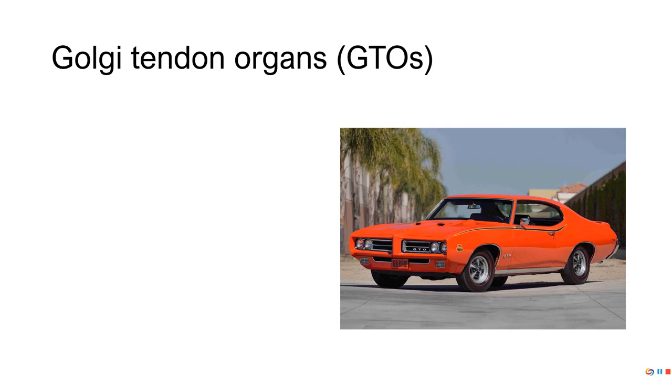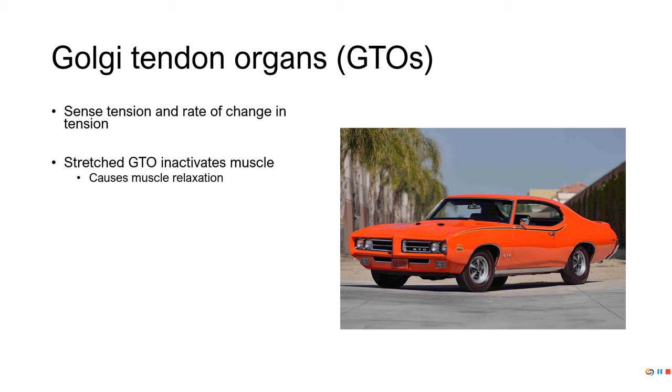Next, we have Golgi tendon organs, and these are unsurprisingly found in muscle tendons. They sense muscle tension and the rate of change in that tension. Now, when a Golgi tendon organ or a GTO is stretched out, it inactivates the muscle to prevent injury. This is why you immediately drop something that is extremely heavy. So just say someone gives you a box, and that box is just really, really heavy. It's full of lead plates or whatever. More often than not, you're just going to immediately drop that, and this prevents injury.